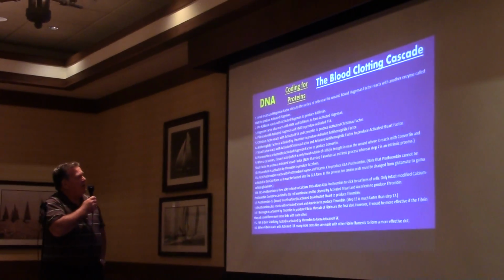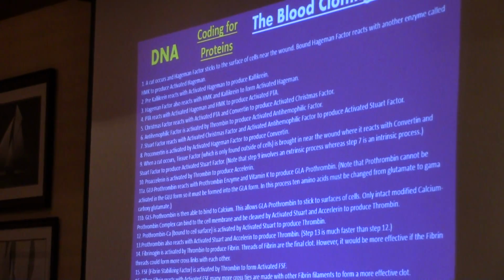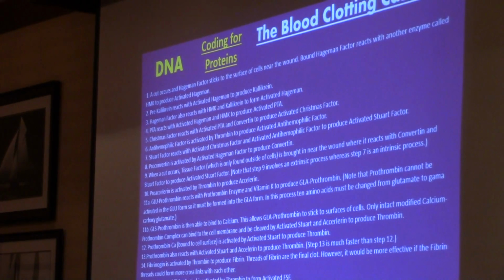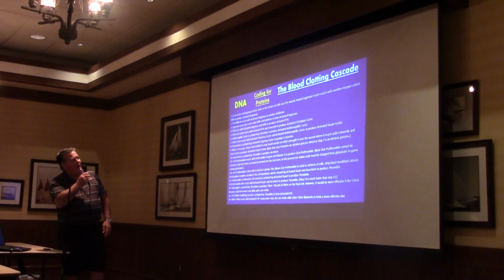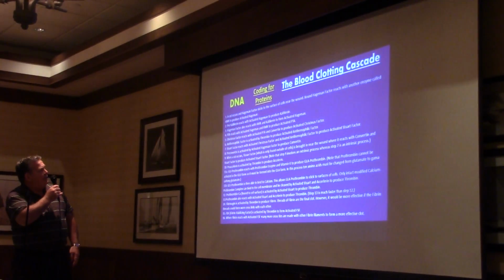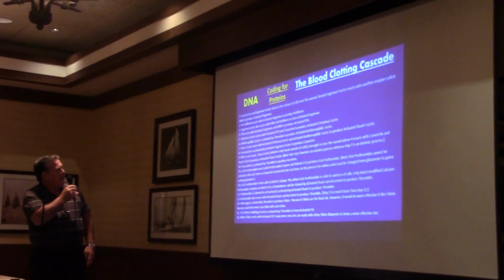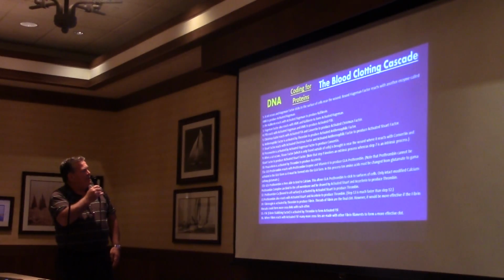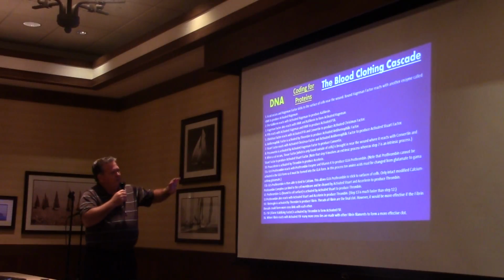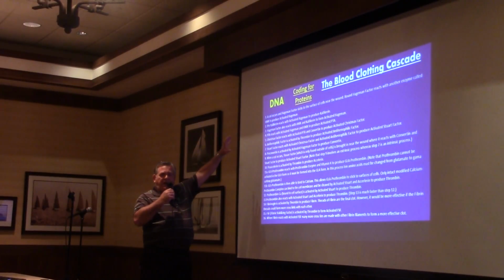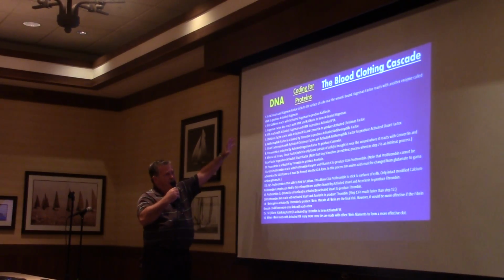Just to get started, I'd say a cut occurs. Hageman factor, all these names are names of proteins or enzymes, okay? Hageman factor sticks to the surface of cells around the wound. Bound Hageman factor reacts with another enzyme called HMK to produce activated Hageman. Kallikrein reacts with activated Hageman to produce kallikrein. Hageman factor also reacts with HMK and kallikrein to form activated Hageman. Now, this is the beginning of what they call the cascade. That's what the proteins do to each other.